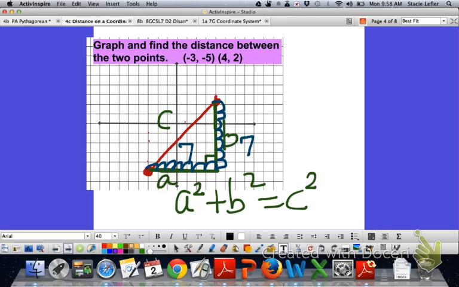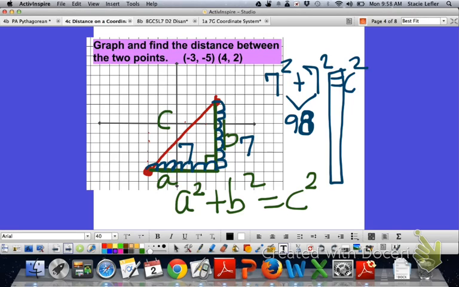When I count the lengths of the 2 legs, I find them to be 7 and 7. So we're going to plug that into the Pythagorean theorem: 7 squared plus 7 squared equals C squared. Using the calculator, I type in 7 squared plus 7 squared, then hit the equal sign, and it is 98. Now that's equal to C squared, which is not what we're going for. We need C all by itself.